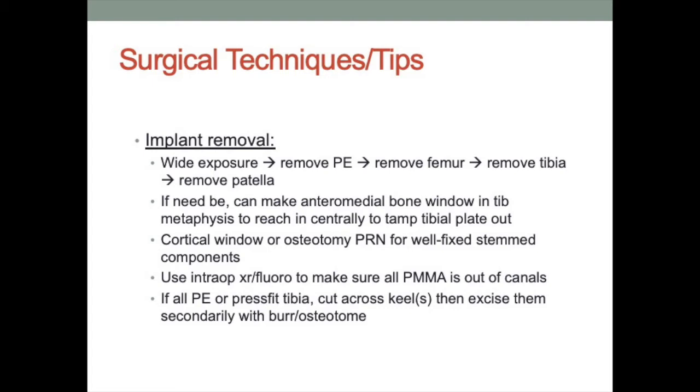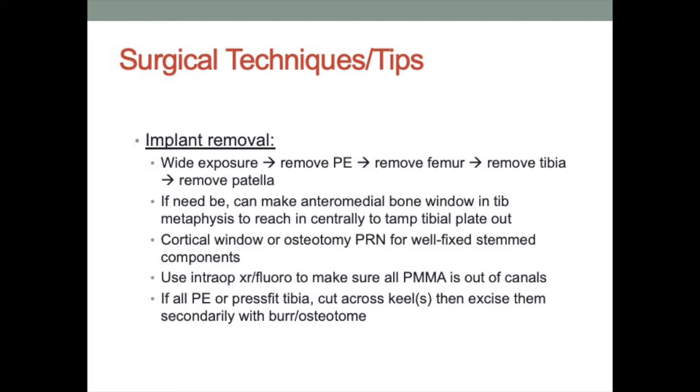So get the femur out of the way first, then remove the tibia, then go back and remove the patella if you are revising the entire knee. If you need, you can make an anteromedial bone window in the tibia, in the metaphyseal bone, to reach in centrally with a bone tamp and tap the tibial plate out in a retrograde fashion if you just can't get it out. The cortical window or osteotomy can be used for well-fixed and stemmed components.